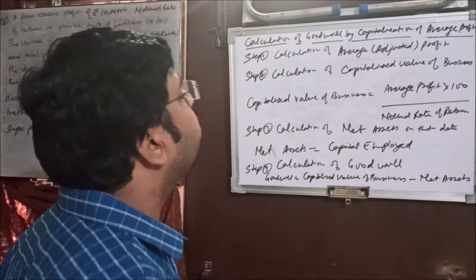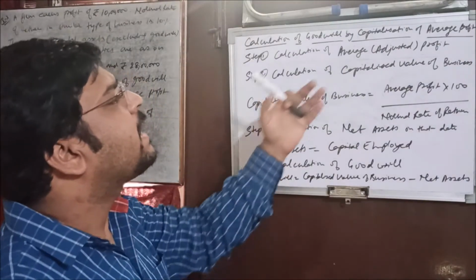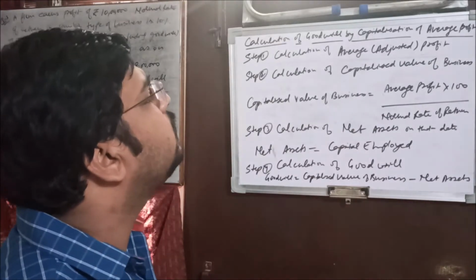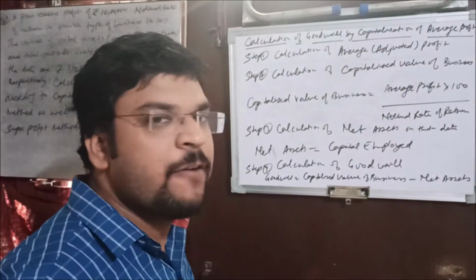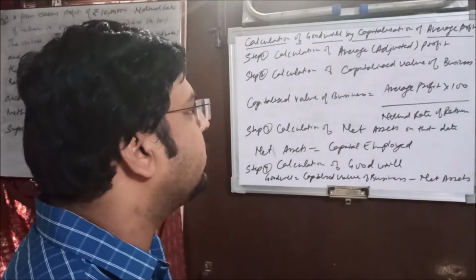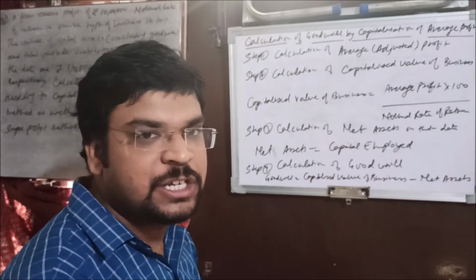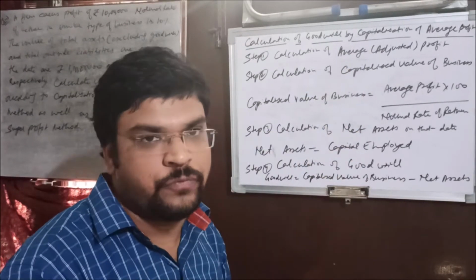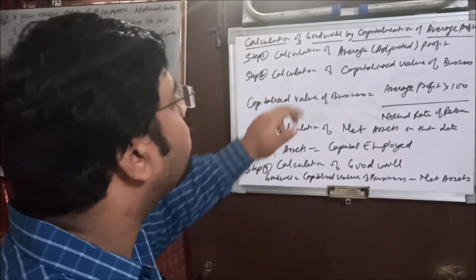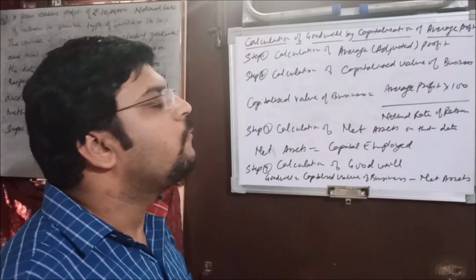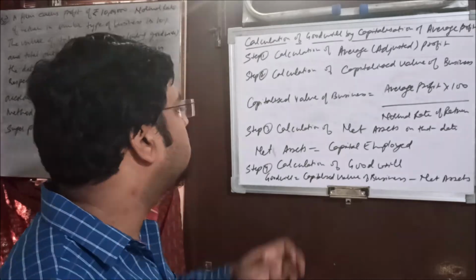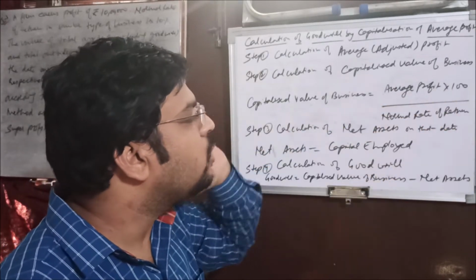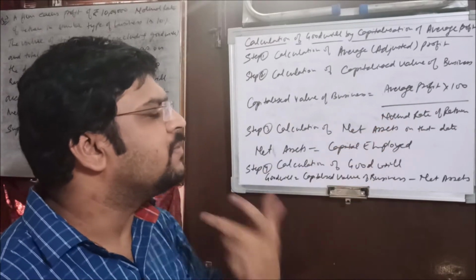So these are the steps to calculate goodwill by the capitalization of average profit method. Very first, we need to calculate the average adjusted profit, like we have been doing in all the methods. If adjustments are given, we'll have to make the adjustments, and thereafter we'll have to take the average of all those adjusted profits. Then we need to calculate the capitalized value of business. How will it be calculated? The formula is kept here: average profit multiplied by 100 divided by normal rate of return. This normal rate of return will be given in the question.